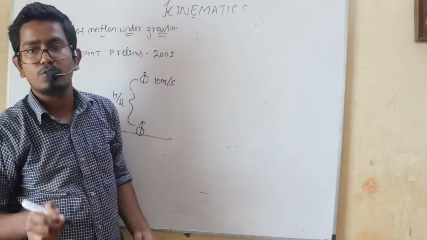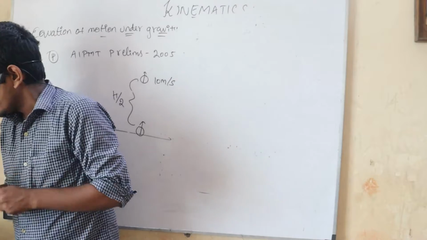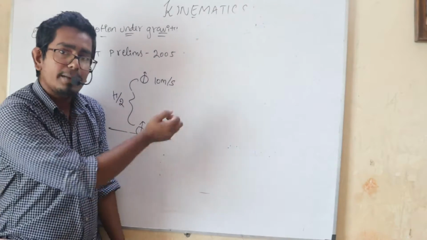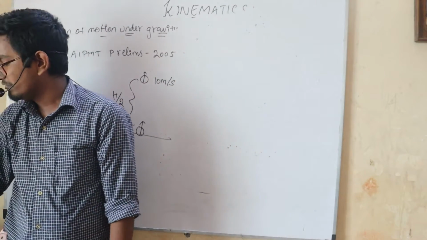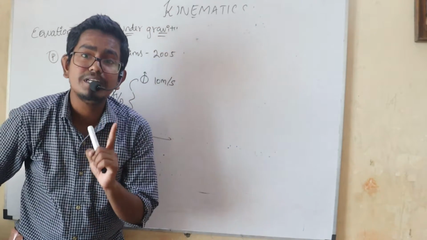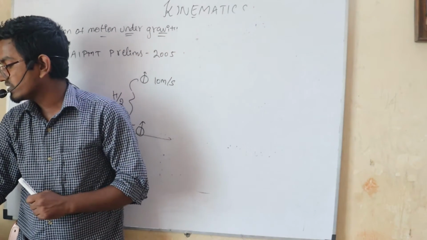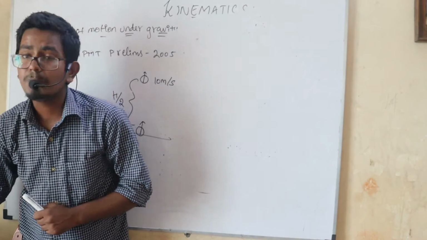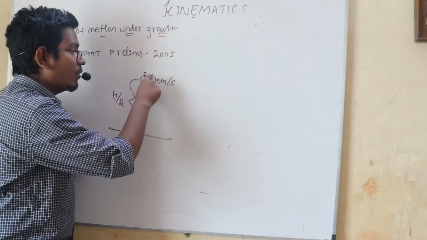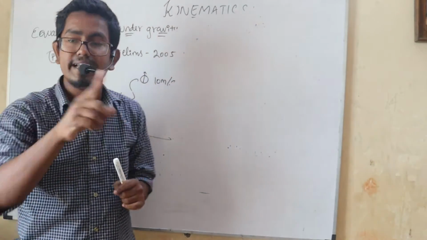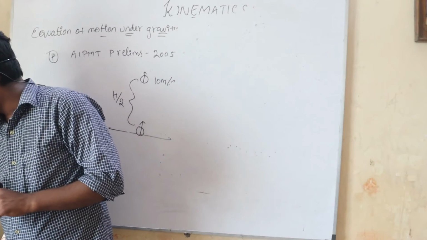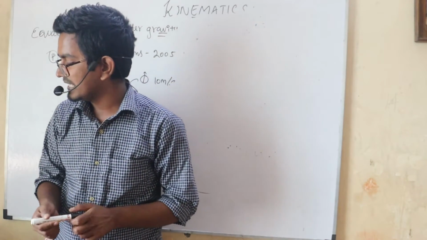I will repeat the question once again. A ball is thrown vertically upward. It has a speed of 10 meters per second when it has reached 1/2 of its maximum height. That is, when it reaches 1/2 of its maximum height, it has a velocity of 10 meters per second. They are asking, how high does the ball rise?